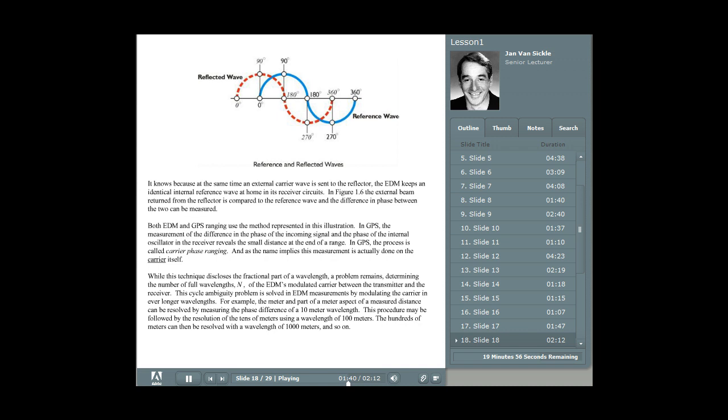We only have L1 and L2, constant wavelengths. So therefore, it's possible at the receiver, by this same technique, to determine the fractional part of the wavelength, that component of the distance. But what is unknown is the number of full wavelengths between the receiver and the satellite. That's known as N, or the integer ambiguity. We will be talking some more about that.